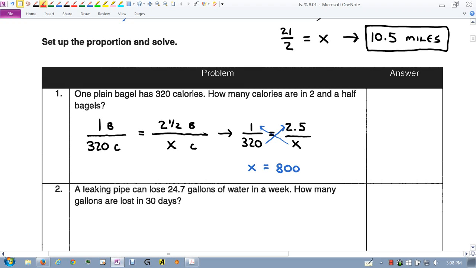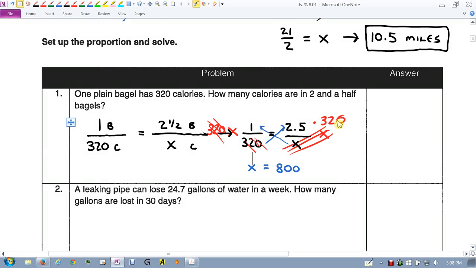But here's what you're actually doing. You're multiplying both sides by X. Am I allowed to do that? And what happens to the X's on the right side? These cancel, right? This X is going to multiply times the 1. I'm also multiplying both sides by 320. What's going to happen to 320 on the left side? They cancel. And really, it's going to be the 2.5 times the 320.